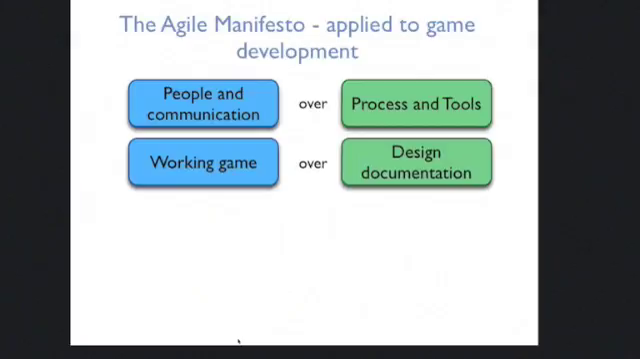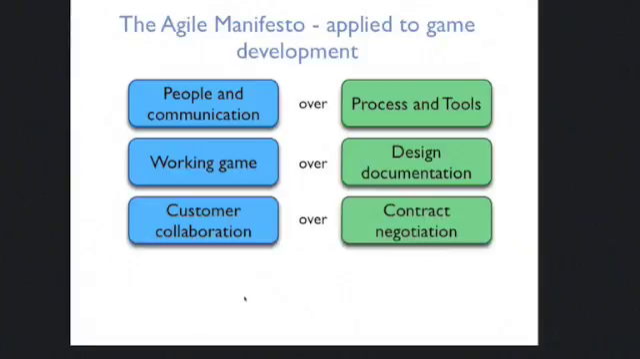Second value is we value a working game over design documentation. Again, this is misinterpreted to say that Agile says we don't do any documentation. It's not true. We do plan. But it just says that working game is going to be more truthful. It's going to tell you more than a design document that goes too far, that tries to create too many details up front. So we're gonna use both of them, but in many cases the working game is going to tell us a little bit more than what a design document can tell us about the game a year from now.